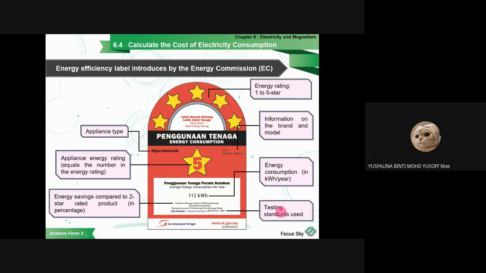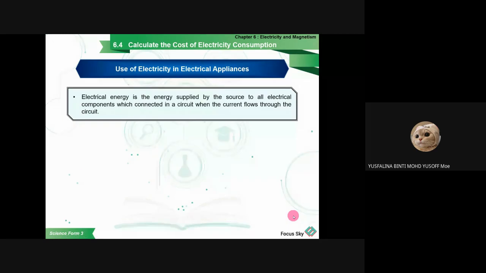And this is the testing standard used. So that is the information that you can get if you buy an electrical appliance. You should see the sticker there, what is the energy rating. Usually 4 to 5 star is the better one, but it's quite expensive. Like air conditioners also have star ratings like that. So usually if you want to save electricity, you buy the inverter one.